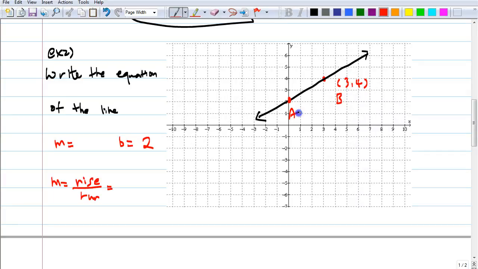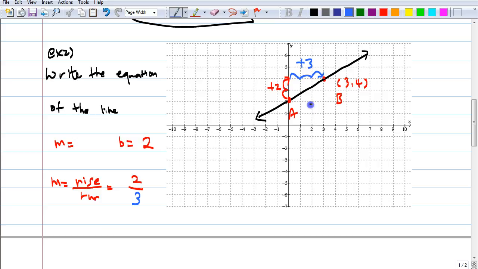So I start at A. I go how much? Up 2. What does up mean? Is it positive 2 or negative 2? Positive 2. So my slope is positive 2 over, what about my run? How much do I have to go to the right or left? 3, to the right. Now, if I go to the right, is it positive 3 or negative 3, class? Positive 3. So what's my slope? 2 over 3.